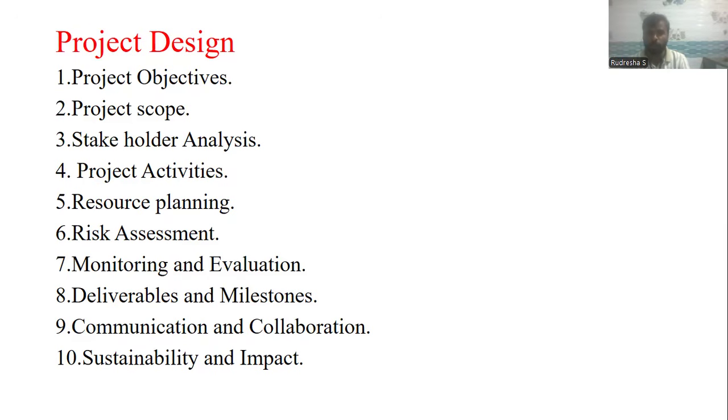Next, I am talking about stakeholder analysis. Identify and analyze the stakeholders who will be affected by or have an interest in the project. Understand their needs, expectations, and potential influence on the project.